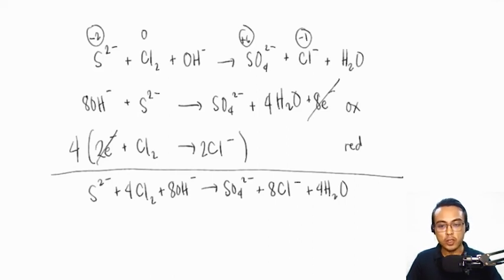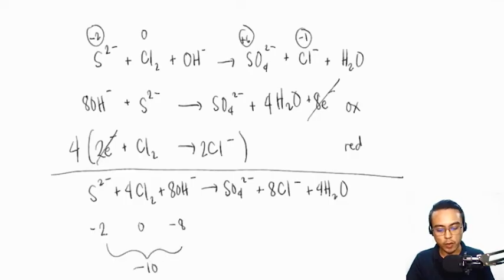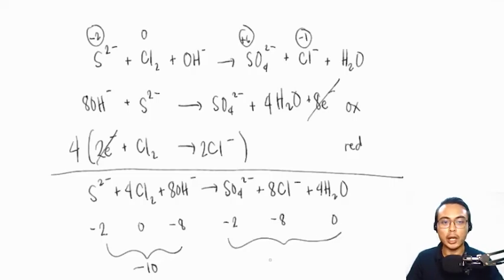In terms of charges, on the reactant side, we have -2 plus 0 minus 8, total -10. On the product side, we have -2 plus -8 plus 0, total is also -10. So our mass and charge are both balanced. Okay? That is the basic principle for balancing in basic media. Let's do the next example.